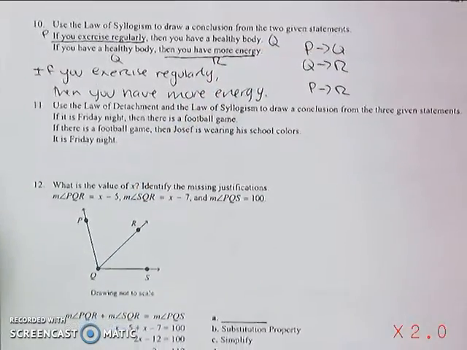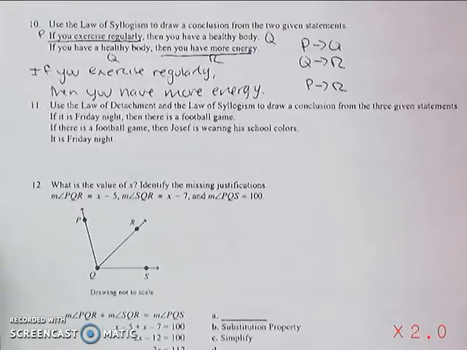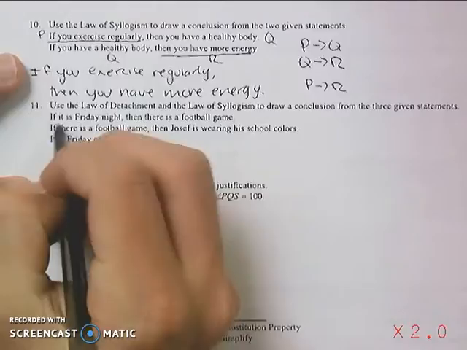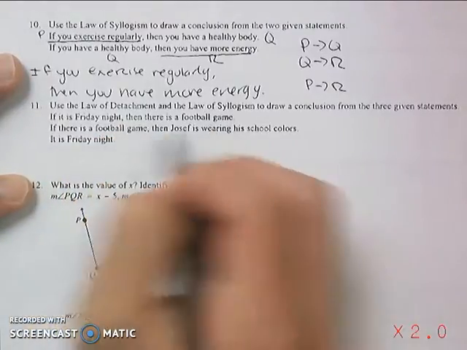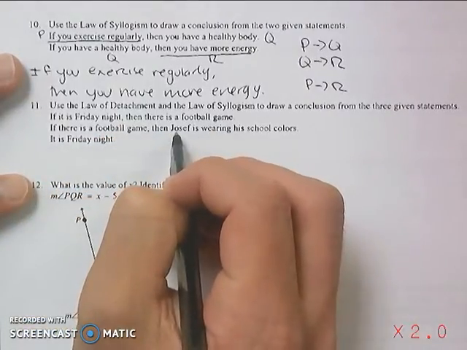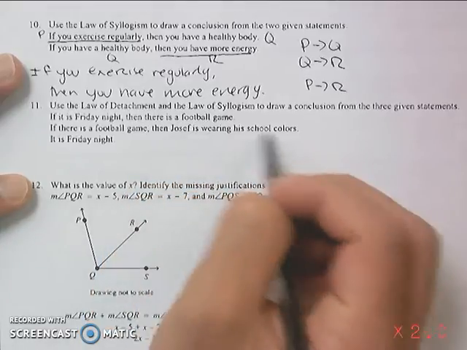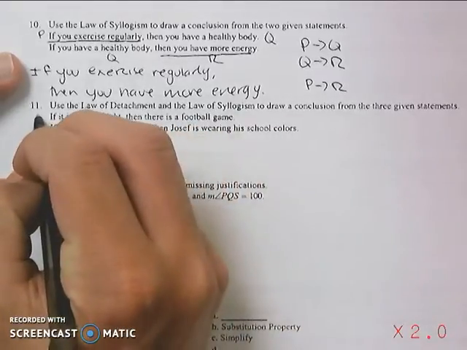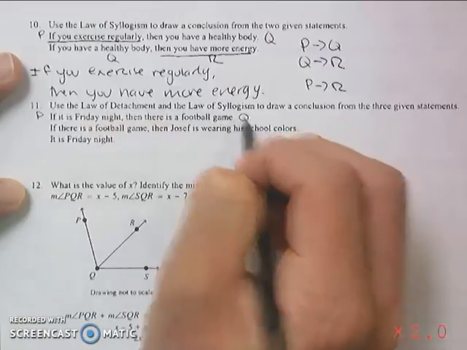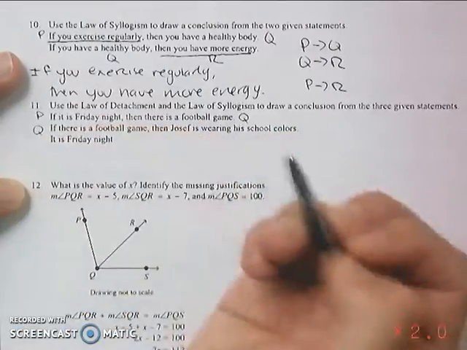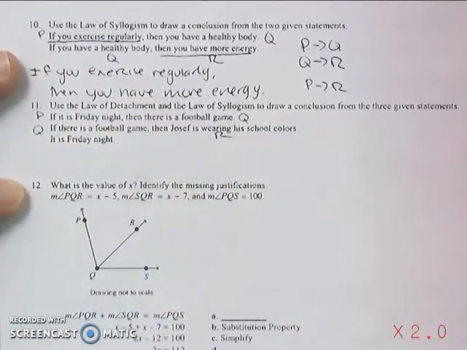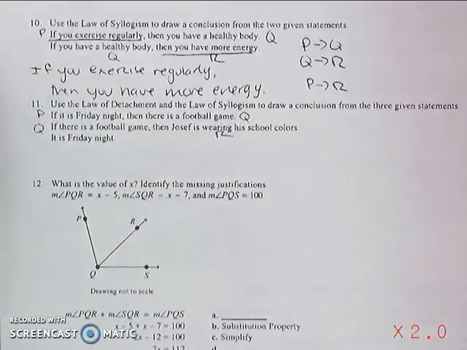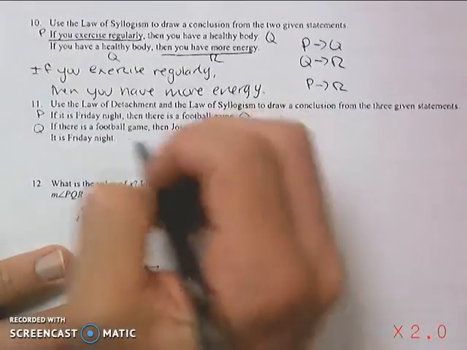Okay. Use the law of detachment and the law of syllogism to draw a conclusion from the three given statements. If it's Friday night, then there's a football game. If there's a football game, then Joseph is wearing his school colors. So Friday night is P, football game is Q, football game again Q, then Joseph's wearing his school colors is R, so that's the law of syllogism. It is Friday night, so I'm going to make the conclusion.